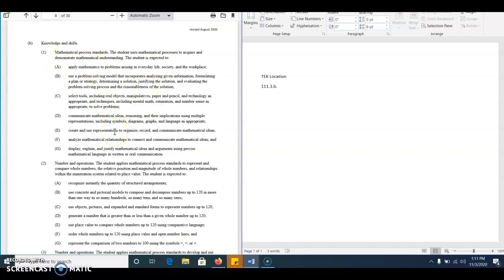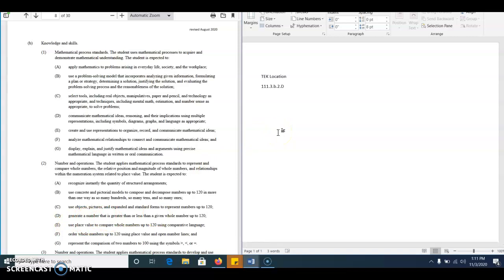So I am going to choose numbers and operations. It's pretty straightforward, so I'm going to put a 2 there for numbers and operations. So this is the main TEK, which is the knowledge, but what I want to do is the specific skill. And so I'm going to go D. Okay, so then that's capital D.